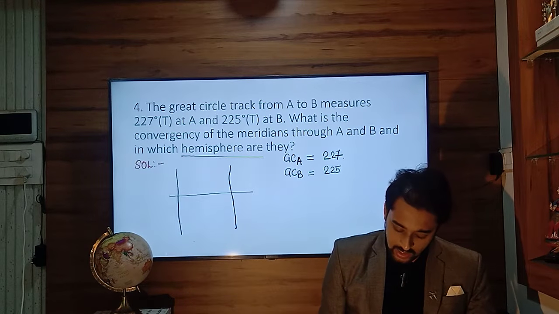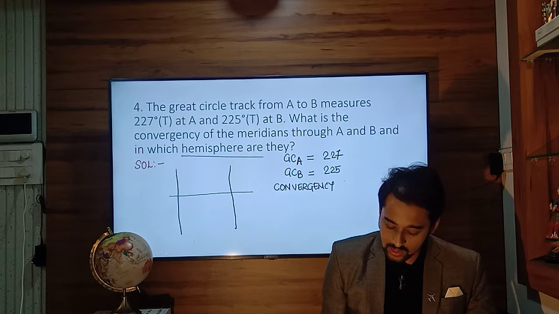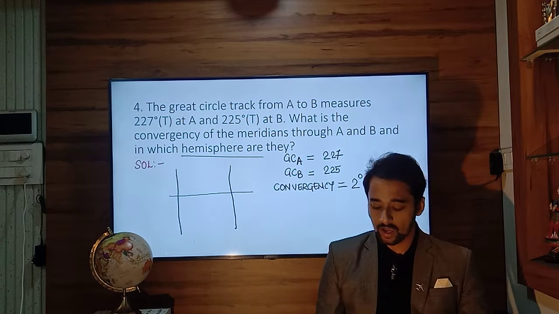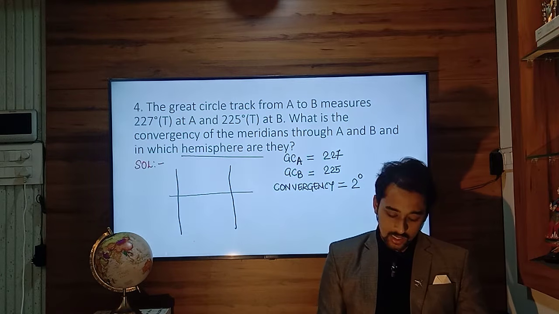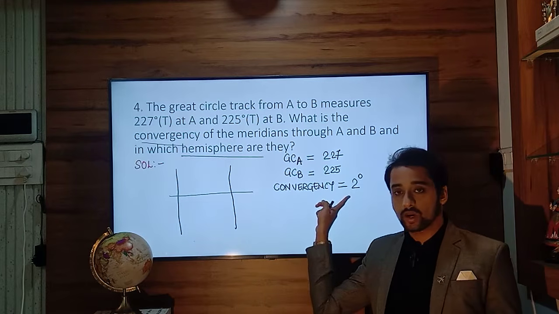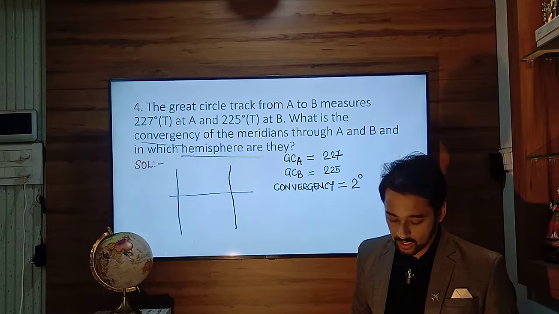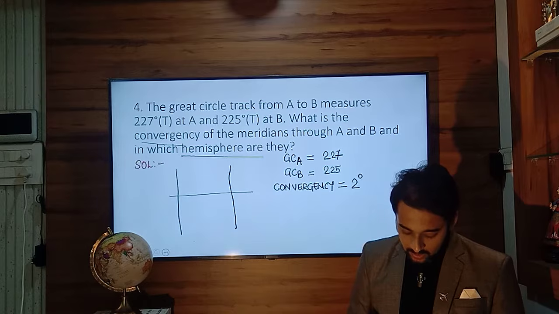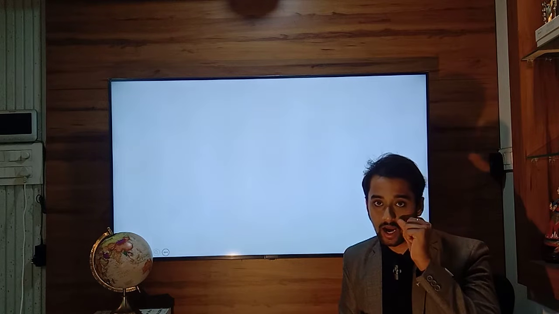So here the convergency will be equal to how many degrees? 227 minus 225 is 2 degrees. So this is part 1 of the answer. The convergency is 2 degrees. Next part of the answer is: in which hemisphere are they?